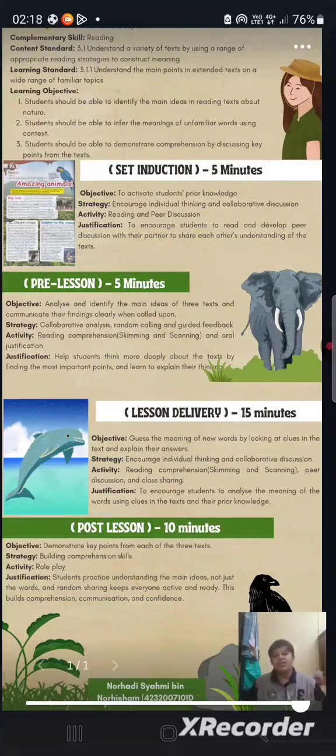Basically, skimming and scanning here is to search for hints or clues from the other words to find the meaning of the highlighted words. So the justification is to encourage students to analyze the meaning of the words using clues in the text and their prior knowledge. Basically, using their prior knowledge and the clues in the text will help them to find the words' meaning.